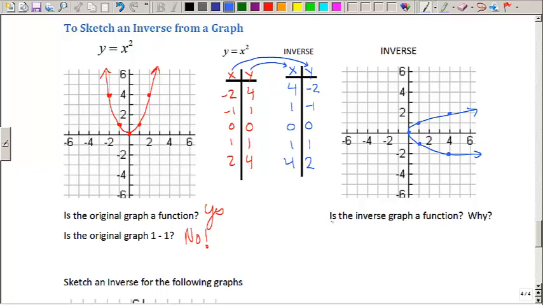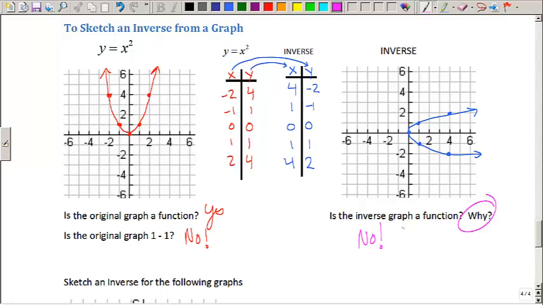And then let's answer the question, is the inverse graph a function? Well, no, this inverse graph is not a function because it doesn't pass the vertical line test. So this is no, it's not a function. Well, how come I started off with a function and I did the inverse and I didn't get a function? Why?